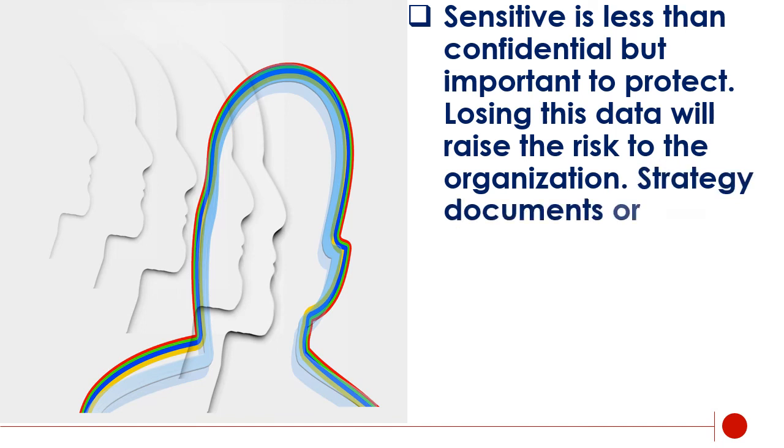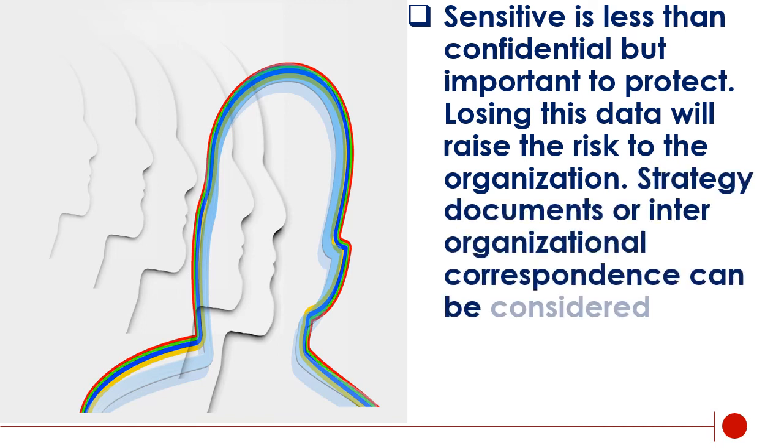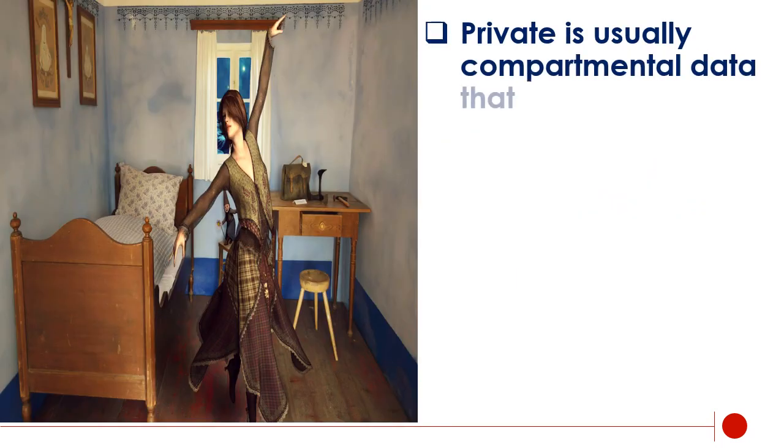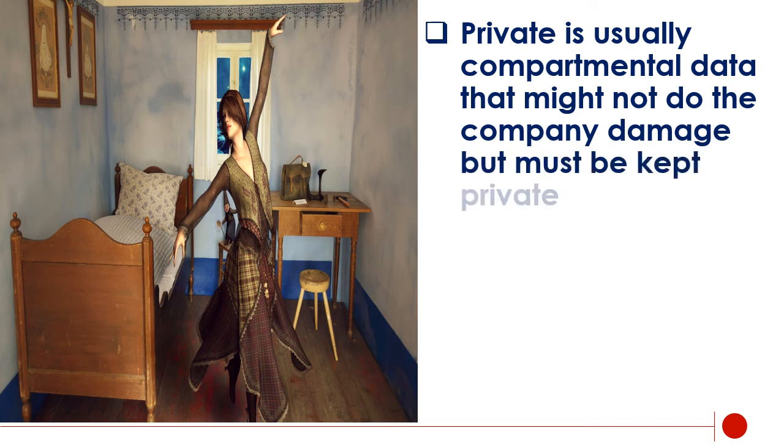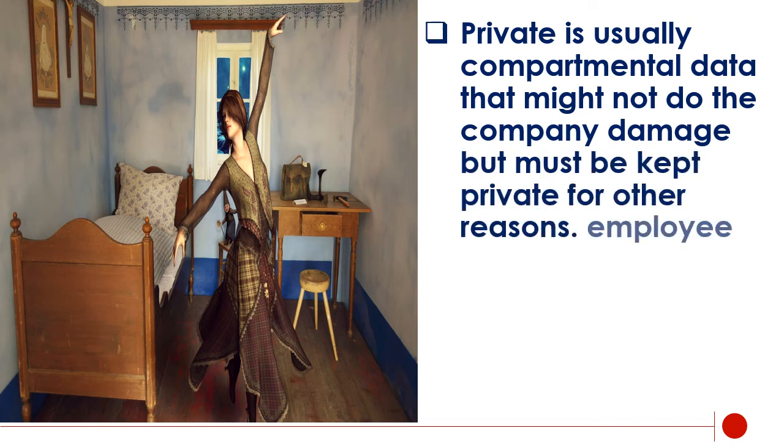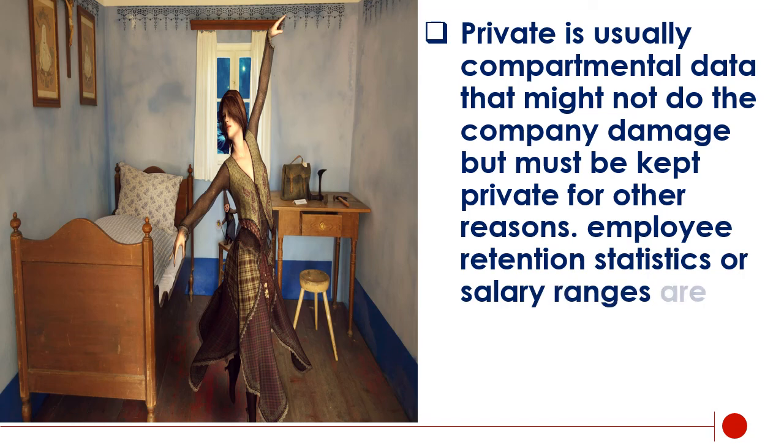Strategy documents or inter-organizational correspondence can be considered sensitive. Private is usually compartmental data that might not do the company damage but must be kept private for other reasons. Employee retention statistics or salary ranges are often classified as private.